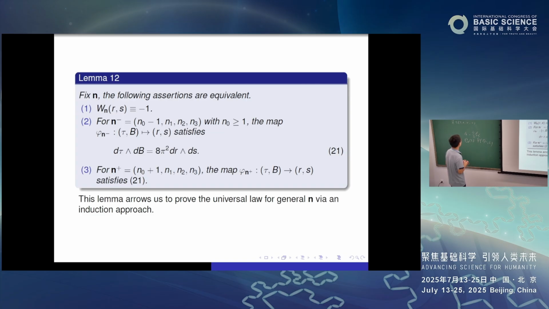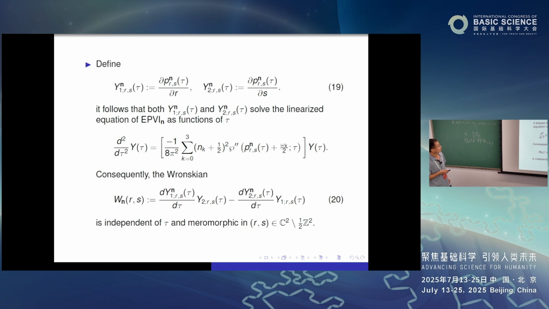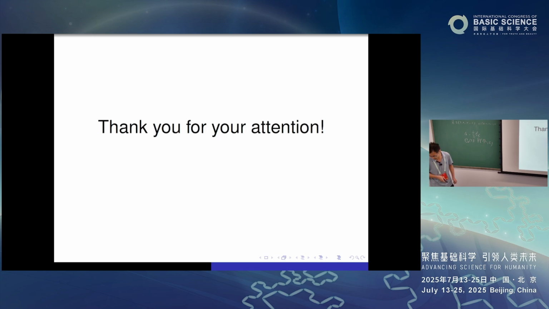So from here you know that this means the universal law holds for n0 plus, and this means the universal law holds for n0 minus. So by an induction argument, we can prove the universal law for any n. This is our basic idea of the proof. The key step is to establish the precise connection between the pre-modular forms and the Painleve VI equation. So I'll stop here. Thank you very much.